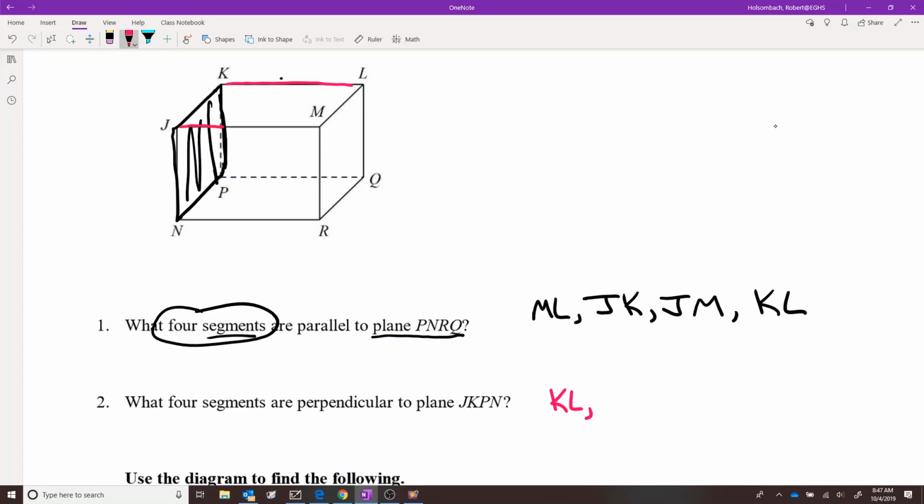This segment, J to M, that's perpendicular to the left side. So that's JM. And this segment is perpendicular to the left side of that box. And this P to Q right here is perpendicular to the left side of that box. All right, so remember, perpendicular means that they intersect at 90 degrees, and there's the symbol for it.